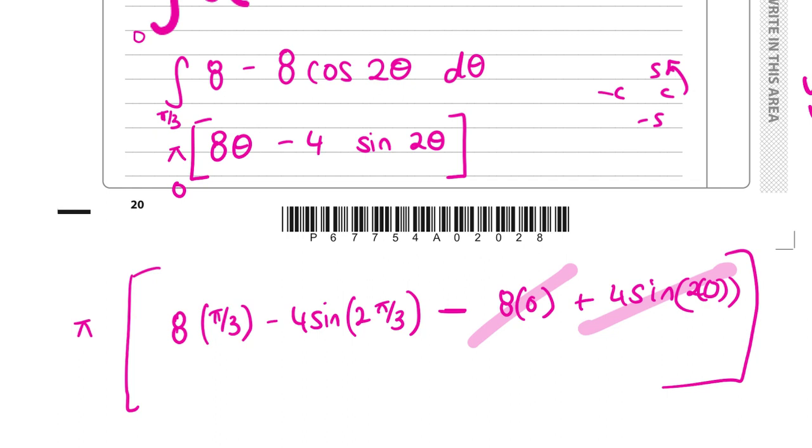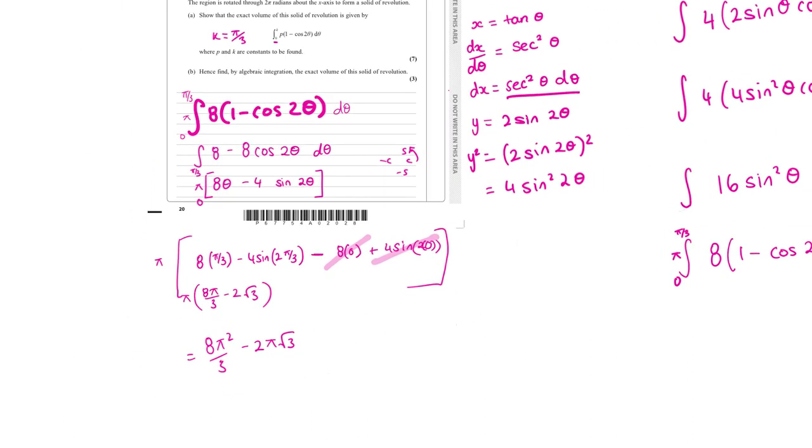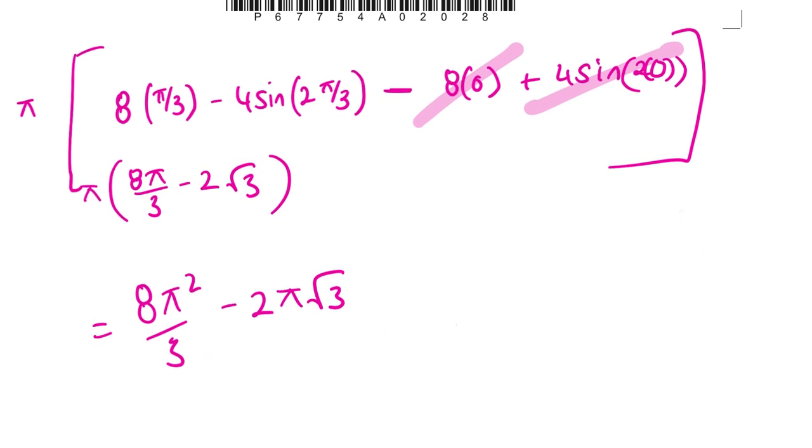So now we have 8 pi over 3. And then what is sine of 2 lots of pi over 3? It's root 3 over 2 times 4, so negative 2 root 3. Then we need to multiply that whole thing by pi. So we're going to have 8 pi squared over 3 minus 2 pi root 3. Does it want the exact or does it want significant figures? Exact. And then we're going to say units cubed.